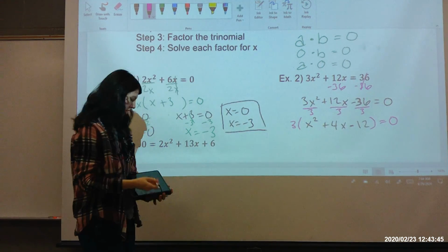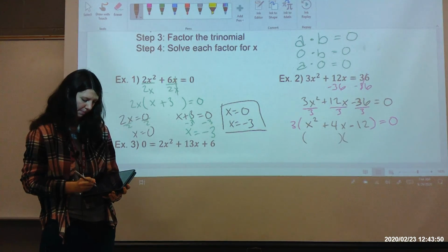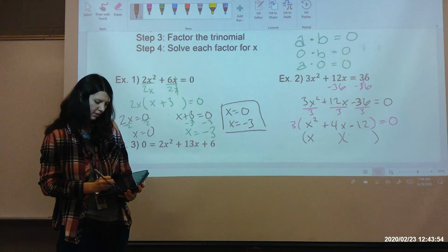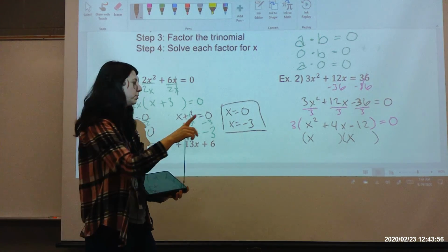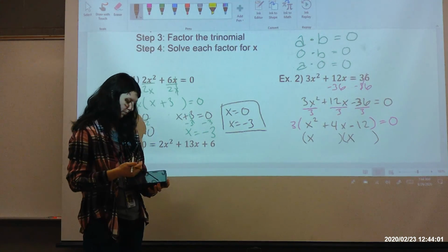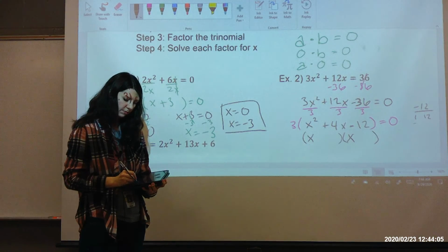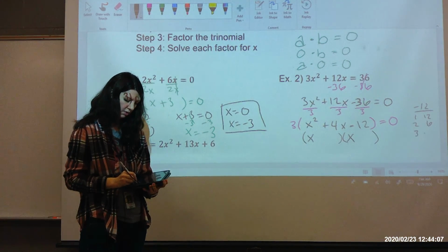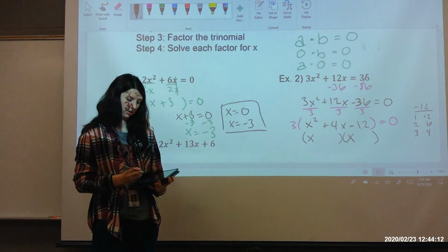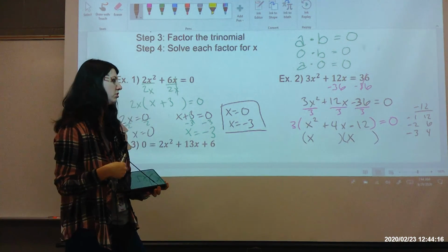Okay, so I'm going to set up my two sets of parentheses here. X squared can split as x times x. Okay, now we need to see what multiplies to be negative 12. And then when we check our middle term, we get a 4. So multiplies to be negative 12. We've got 1 and 12, 2 and 6, 3 and 4. I need one positive and one negative in order to multiply to be negative 12. So this is just a reminder of factoring, which we've done this year already.